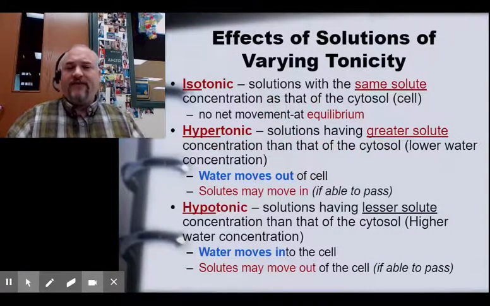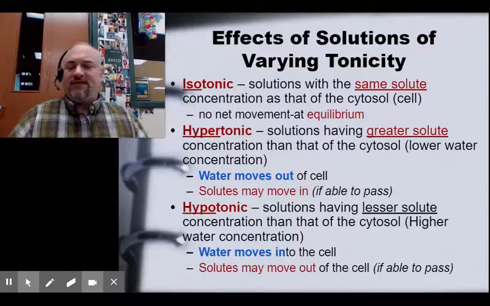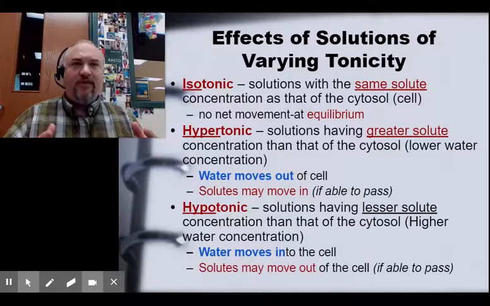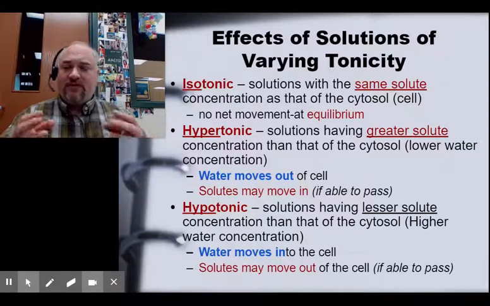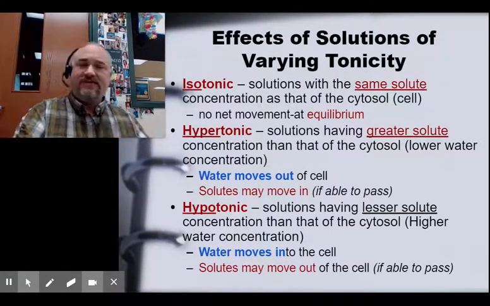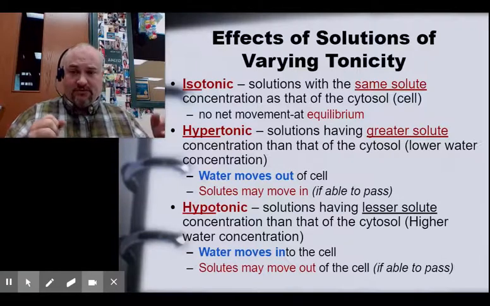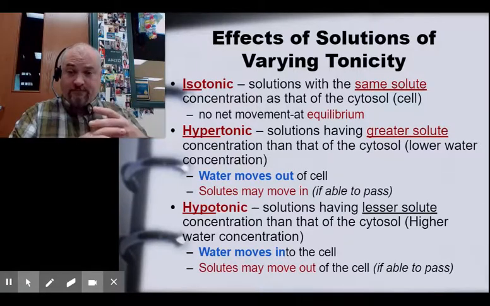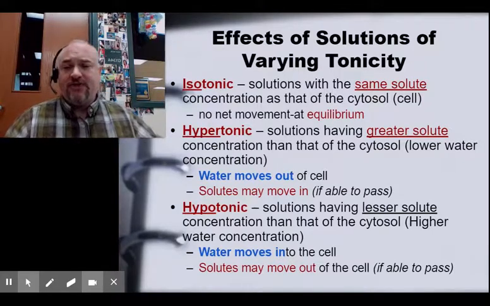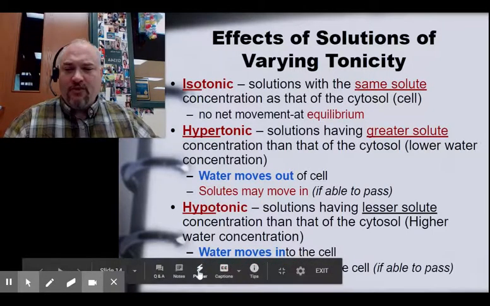So, the effects of solutions on varying tonicity. There's basically three different states you can have when you're talking about the concentration of water and solutes inside a cell and outside of a cell, and trying to predict which way those water and solutes are going to want to flow, assuming the cell membrane will let them flow. There are three situations. One is isotonic, that we call hypertonic, and the last we call hypotonic.